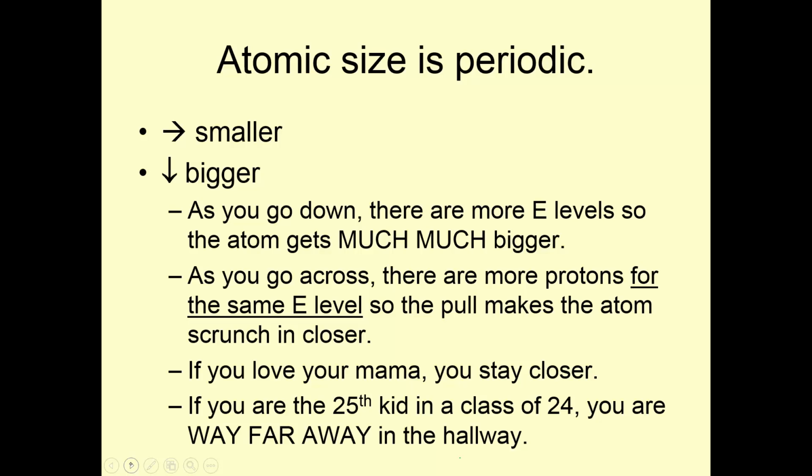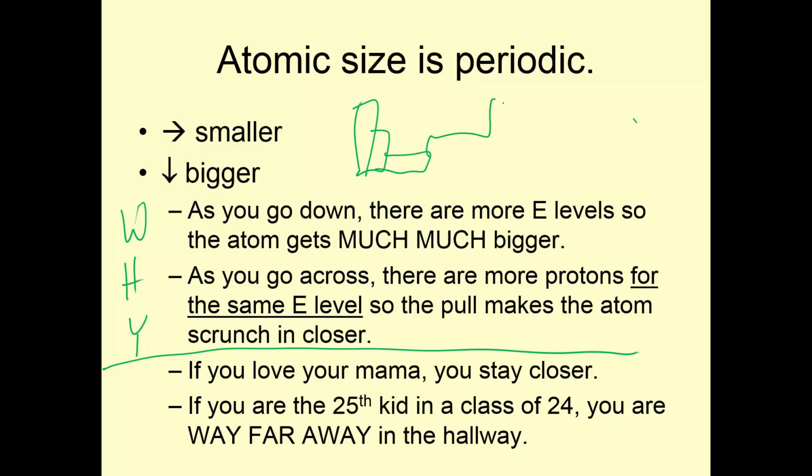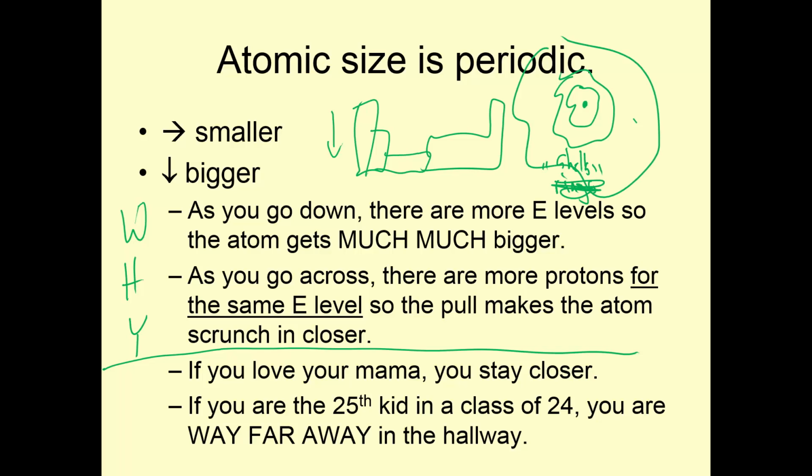Well, atomic size is periodic. We know as you go to the right, it gets smaller. As you go down, it gets bigger. This is the why. You must know why. As you go down the periodic table, so here's my cheeseball periodic table, there are more energy levels. We like to think of them as rings. This is how rings kind of exist still. Now, I prefer shells. So if you keep putting a shell on the outside and on the outside and the outside, the atom gets much, much bigger. So if I'm right here, and then I put a shell around it, and then another shell around it, and then another shell around it, it gets a lot bigger.